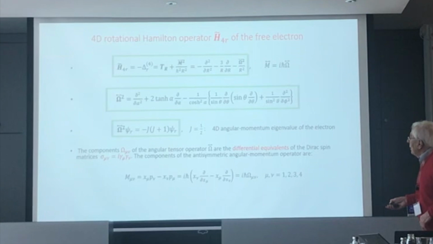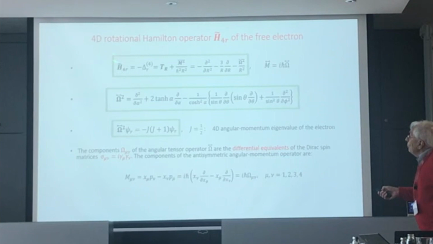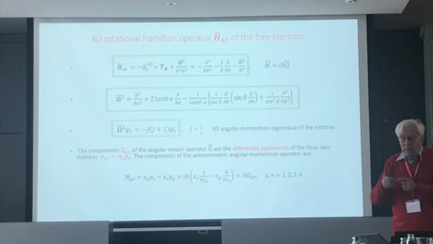So now you see, for this dimension, the rotational energy, we can say that it's the angular momentum squared, divided by the square of the radius. Now this term takes into account the acceleration also in the radial direction.